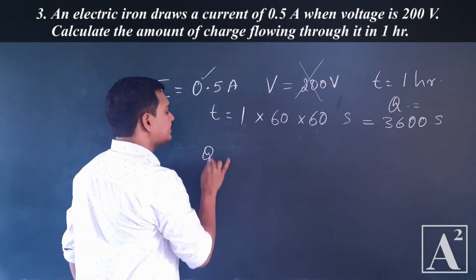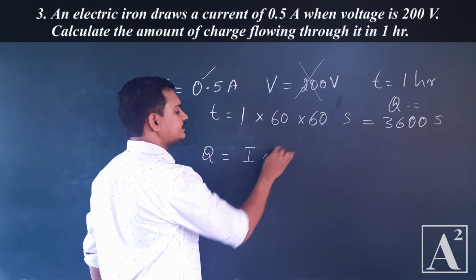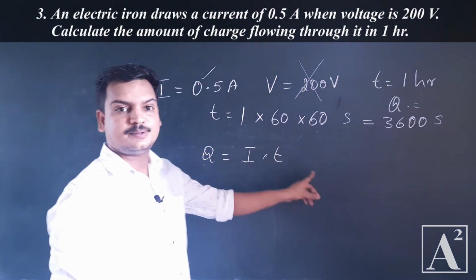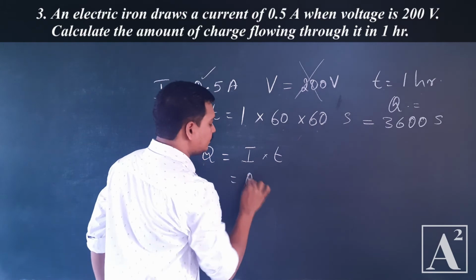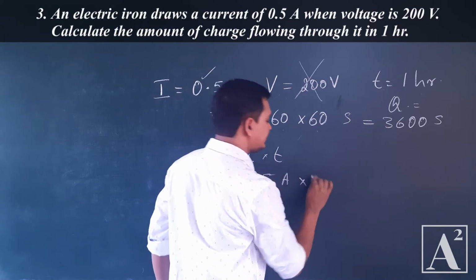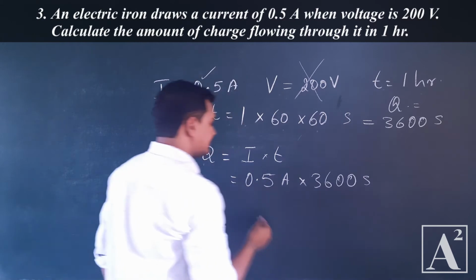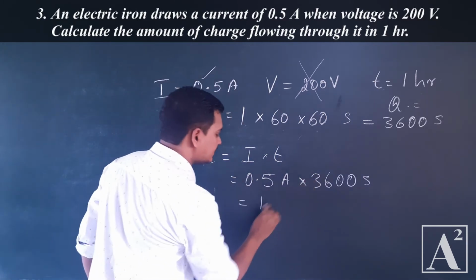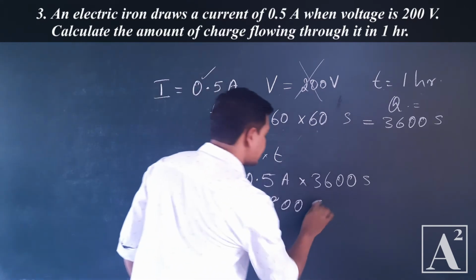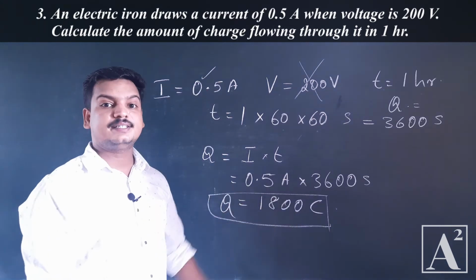Let's calculate the charge here, right? Total charge Q is equal to I into T, because I is equal to Q by T. T we are taking this side, then Q is equal to I into T. Just substitute the value 0.5 ampere, that is into time, that is 3600 seconds. Then if you multiply this, 1800, unit of charge, that is coulomb. So here we got Q is equal to 1800.